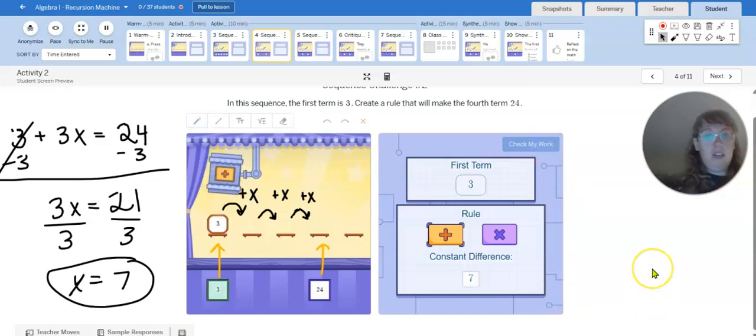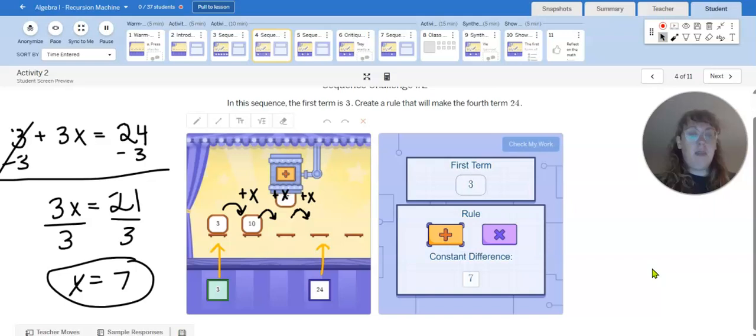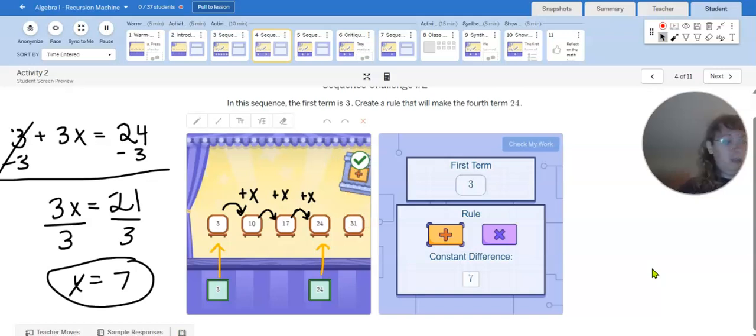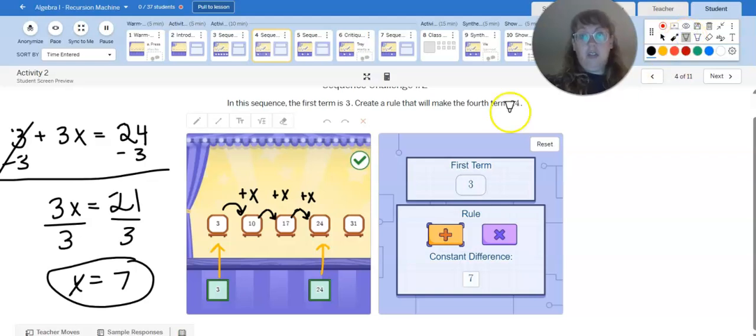Let's check it out. 3 plus 7 is 10, plus 7 is 17, plus 7 is 24. Beautiful. So we added 7 each time to get from one term to the next, and we used a little equation here to figure that out. We could see if this works for a constant ratio as well. If that was the case, instead of adding the same number, we would multiply x each time to get to 24.